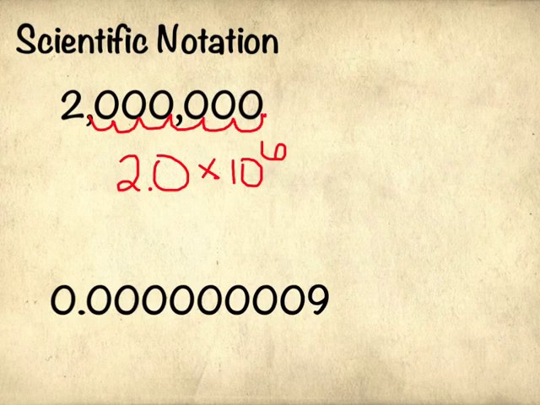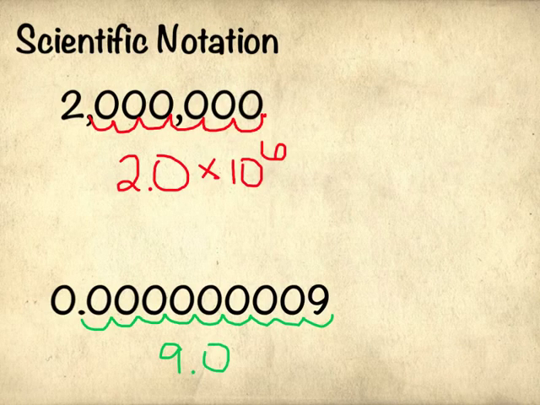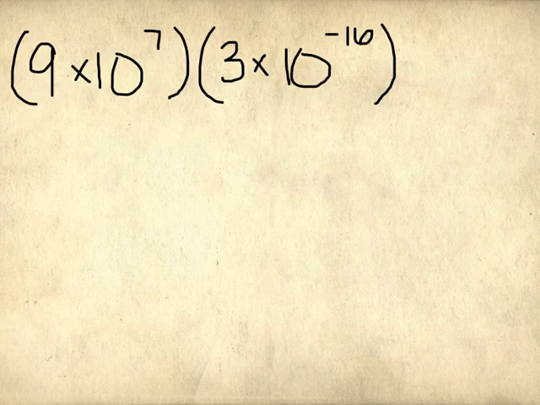Now this next number, we're going to be moving to the right. 1, 2, 3, 4, 5, 6, 7, 8, 9. And we will have 9.0 times 10 to the 9th. Hopefully scientific notation is review for you. In light of our exponent work that we're doing, let's look and see if we can simplify this equation.